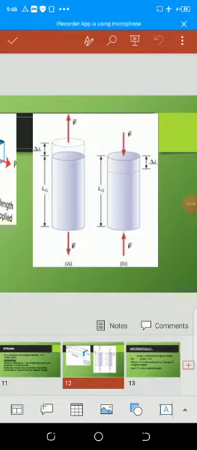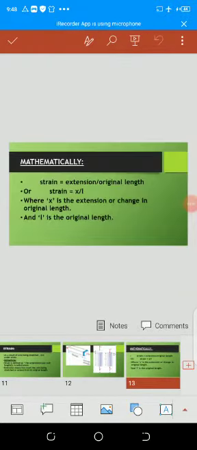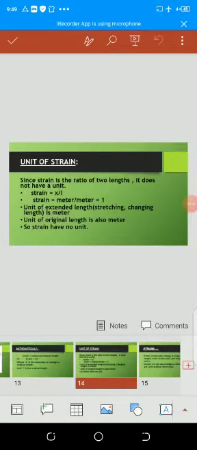Clear? And this one, this is the normal area, and you are applying a force, it's going to be an increase. Now mathematically, strain equals extension by original length, means strain equals x by L, where x is the extension or change in the original length and L is the original length. Now the unit of strain: since strain is the ratio of two lengths, it does not have a unit.